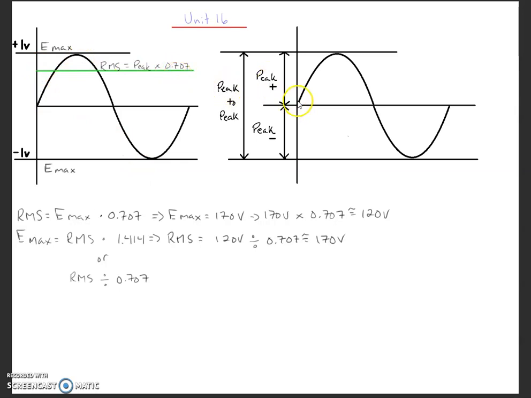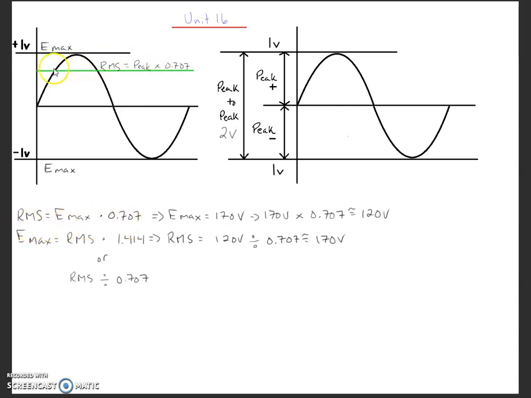So we have the peak, this is your peak positive, this is your peak negative, and then between we have our peak to peak. So if we have 1 volt positive, 1 volt negative, peak to peak we have 2 volts. So our RMS, now RMS stands for root mean square, and I'll elaborate on that in a bit.